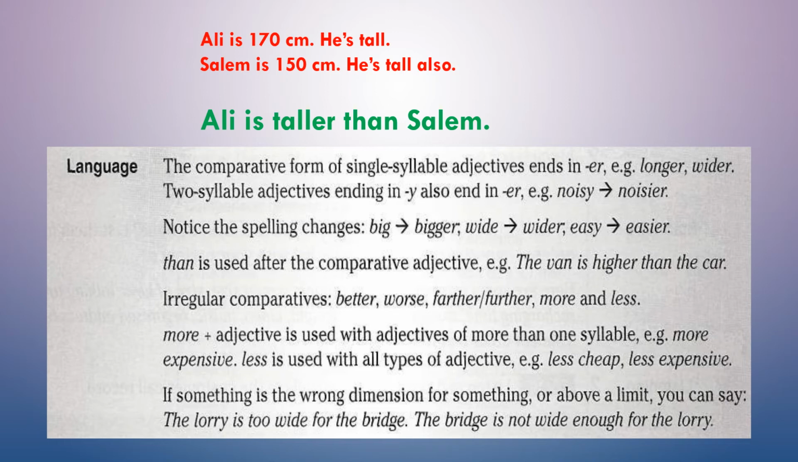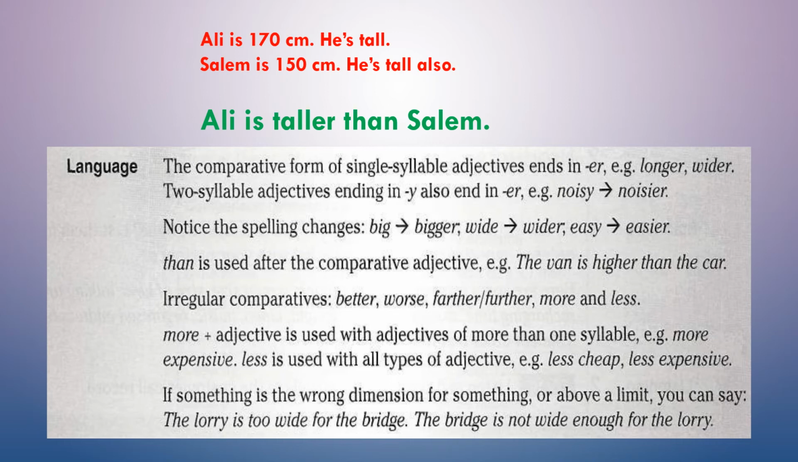Okay, now let's please read this paragraph in your book. The comparative form of single syllable adjectives ends in ER. Example, longer, wider. For two syllable adjectives ending in Y, this is a spelling rule or spelling tip, also ends in ER. Like, for example, noisy, noisier. Please, now here, mind the Y. Look at Y here. In the first word, it's noisy. Here, it's noisier. The Y becomes I. The Y becomes I, so noisier.